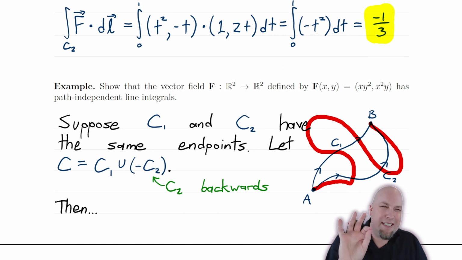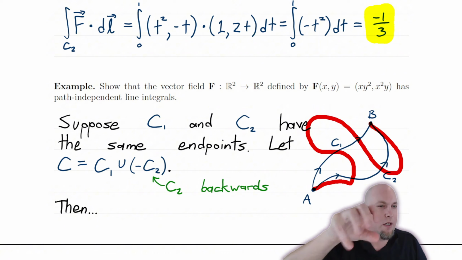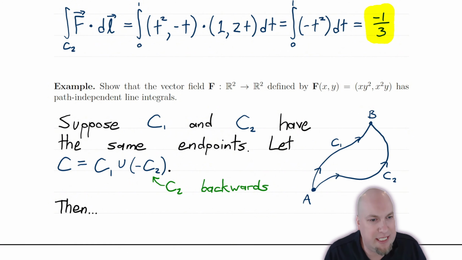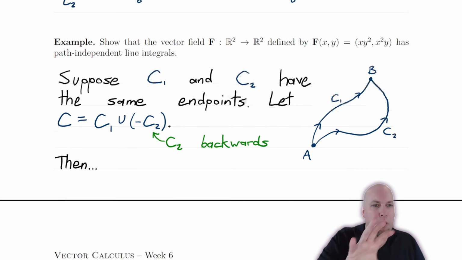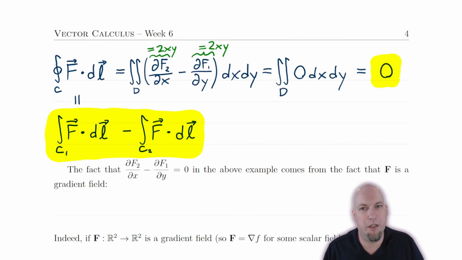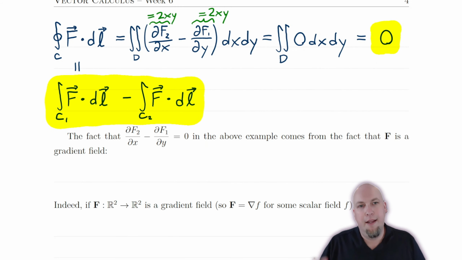In that case, there are some extra technicalities that you have to deal with. This sort of argument doesn't quite work. Even worse, if my C2 did something like this, where for part of the time, it's exactly the same as C1. There are technicalities there, but for the most part, this sort of argument using Green's theorem works. Now, great. So for this particular vector field, great.